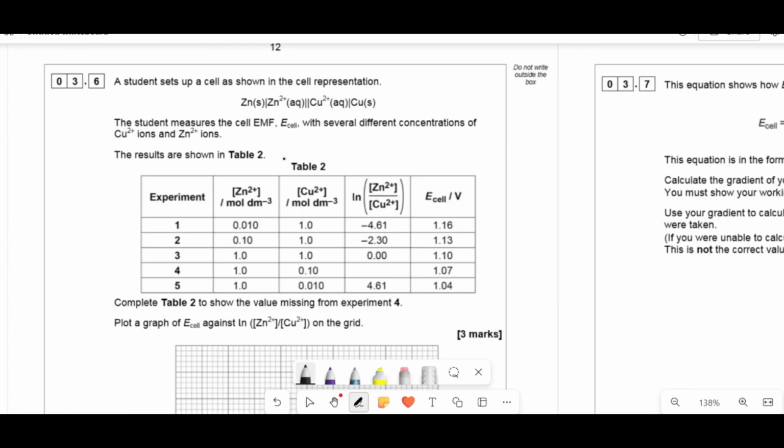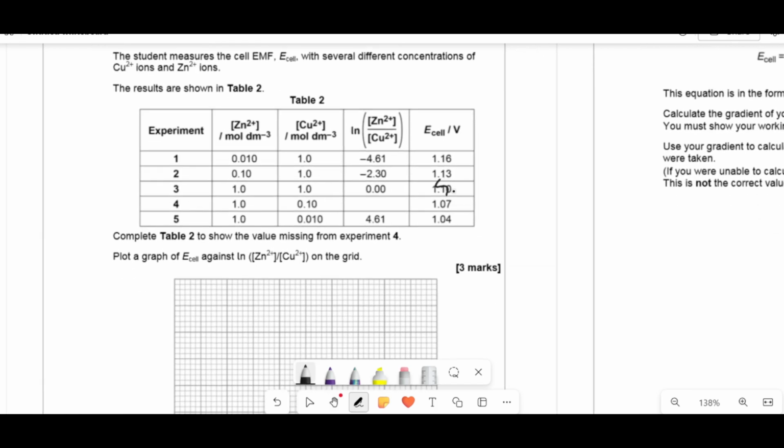So a student sets up this cell, and then it says the results are here, and then it says complete the table. So all you do is you divide the Zn2+ concentration by the Cu2+ concentration, and then you ln the result. If you do that, you get 2.30.